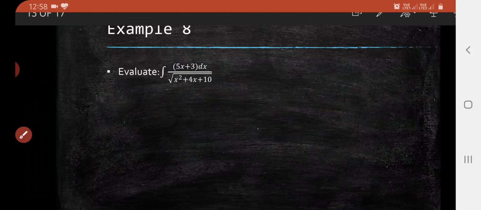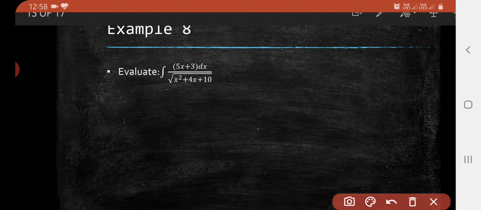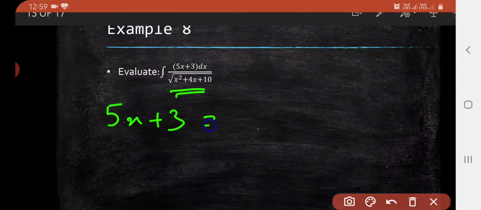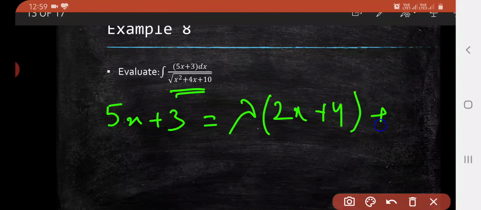So what is the derivative of x square? What is the derivative here? So here the derivative is 2x plus 4. So my job will be to write 5x plus 3 as some lambda times 2x plus 4 plus some constant mu. Now obviously you can solve the equation to find the value of lambda and mu, or you can use the trial and error method to write it, which in this case I have done using a trial and error method.